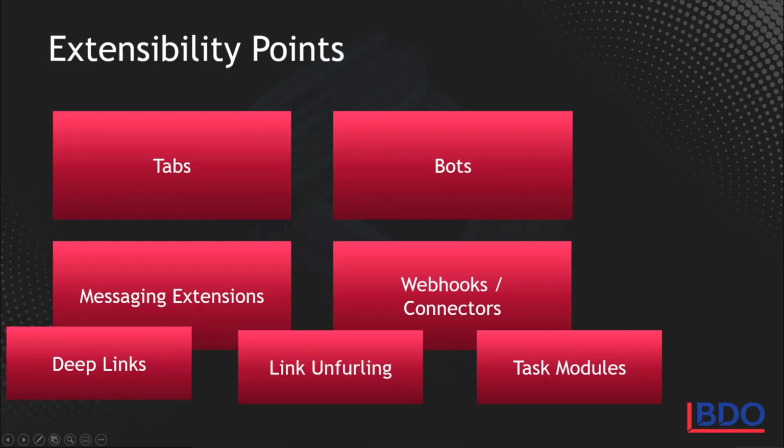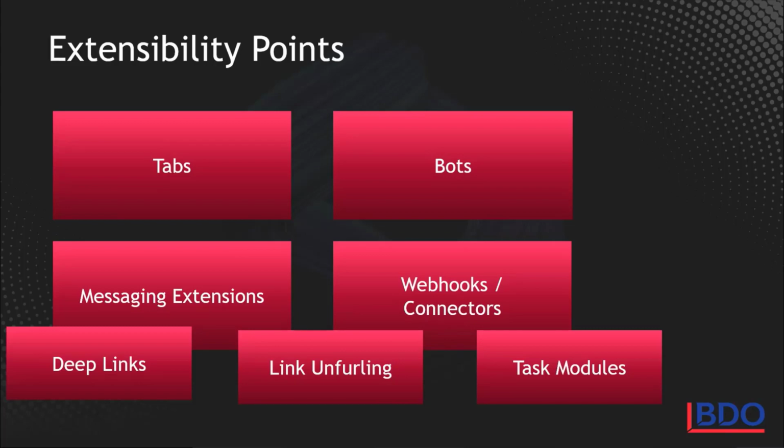We have link unfurling, and link unfurling is, try, for example, to paste a link to docs.microsoft.com in a chat. You're going to see that there is a preview of this link in the Teams chat itself. So this is the link unfurling. It's going to give you a preview of that link in the chat itself.